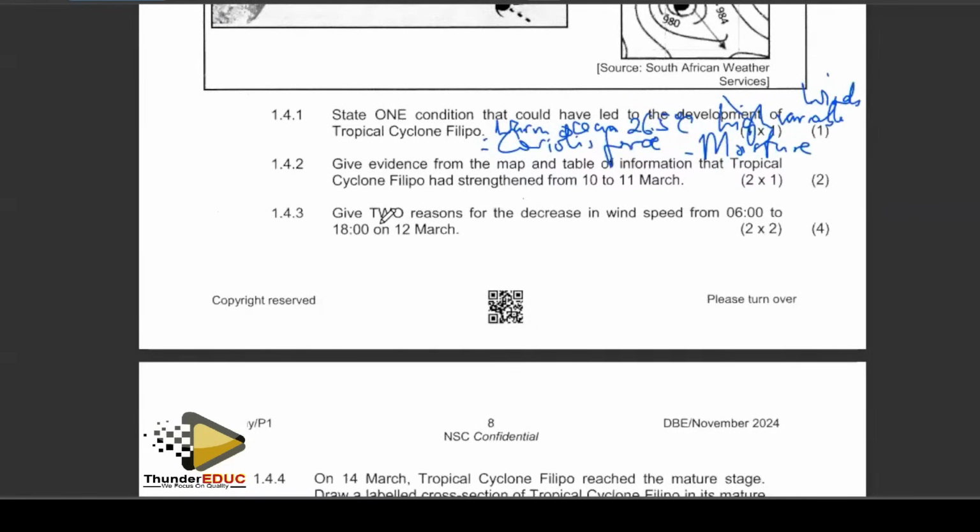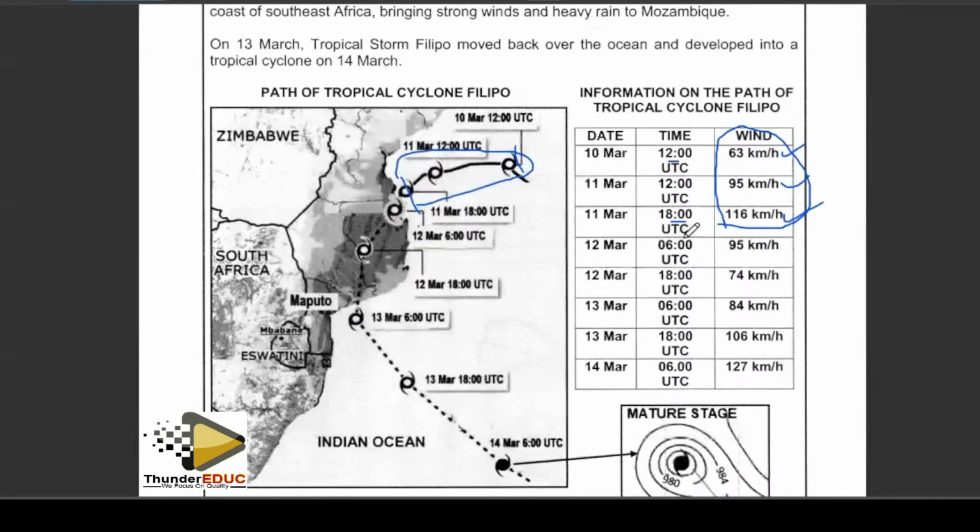Give two reasons for the decrease in wind speed from 0600 hours to 1800 hours on March 12th. Right, let's check here from 6 a.m. to 6 in the afternoon on the 12th of March, the wind speed was declining. It was 95, and then it was now 74. During the morning, it was at 95 kilometers per hour, and it further declined to 74 kilometers per hour by 1800 hours of the very same day.